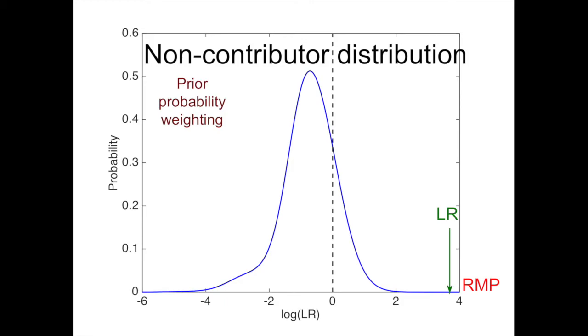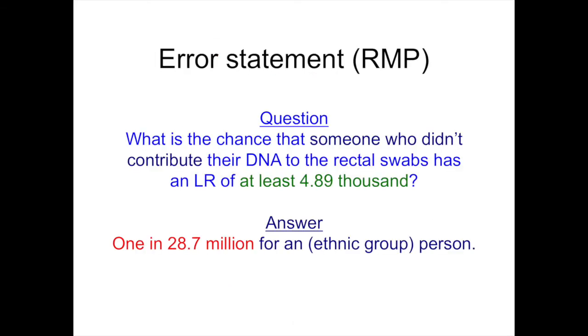And it looks like that tail probability in this case, on this evidence, not in a large-scale validation with hundreds of samples, this one case may have a small RMP. Well, we don't care if it's big or small. We calculate it. And the error statement for the RMP, this generalized RMP, answers a question. Here's the question. What's the chance that someone who didn't contribute their DNA to the rectal swabs has a likelihood ratio of at least 5,000?